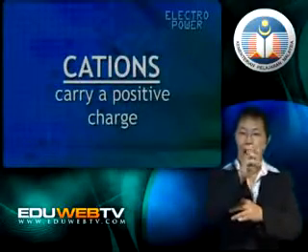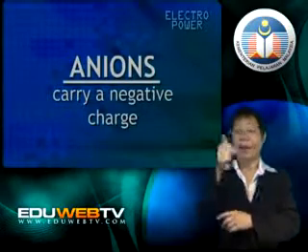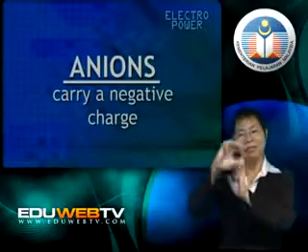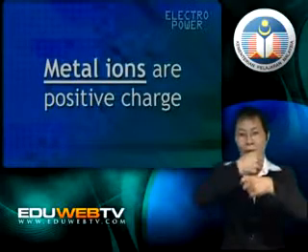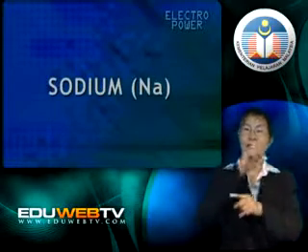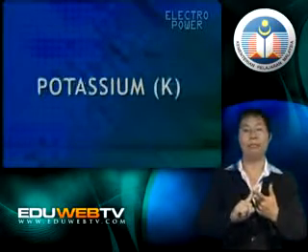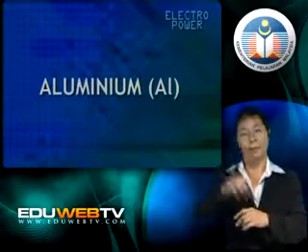Cations carry a positive charge, and anions carry a negative charge. When the electrolyte is molten or dissolved in water, the ions are free to move. Metal ions are positively charged. Examples of metals that act as cations are sodium, potassium, calcium, and aluminium.